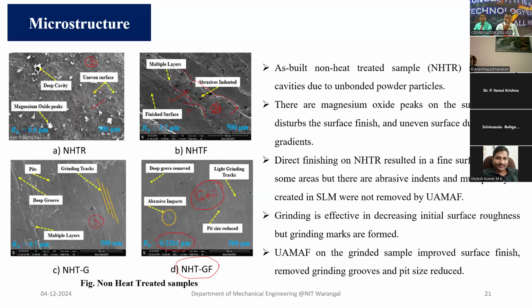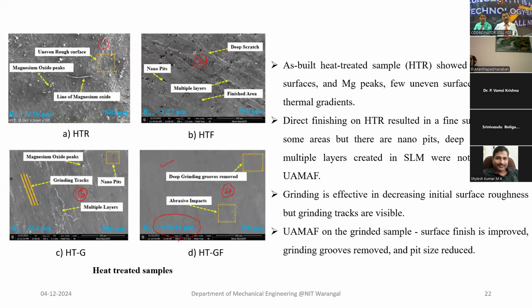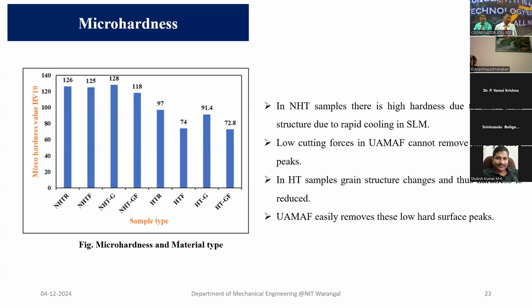So what we observed is that directly going for abrasive flow finishing or ultrasonic abrasive flow finishing may not improve that much, but the combination of grinding and finishing improved it better. Initially we remove material or finish the surface by grinding, and then we can go for the finishing process. Then we are getting very good results.